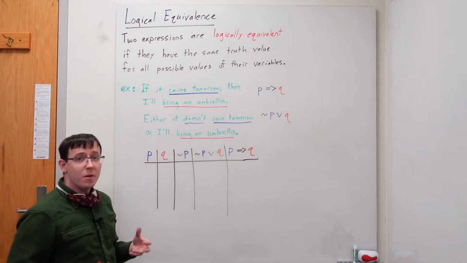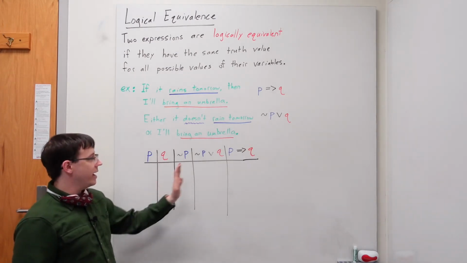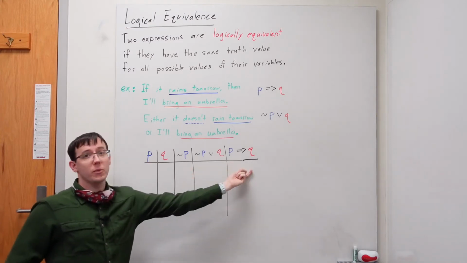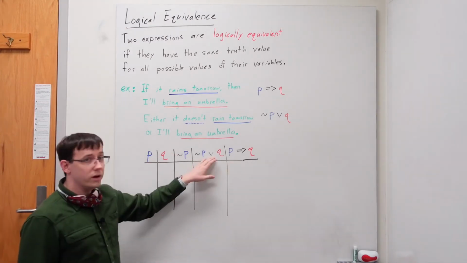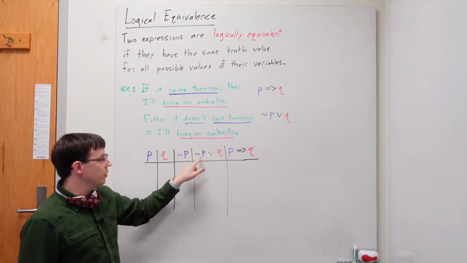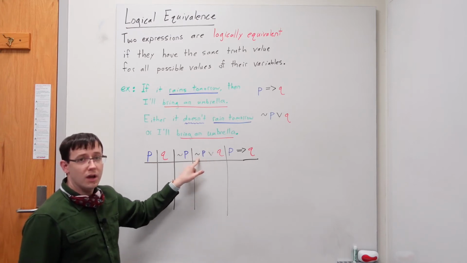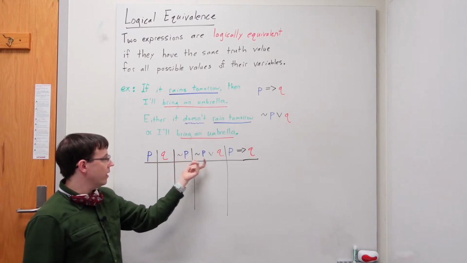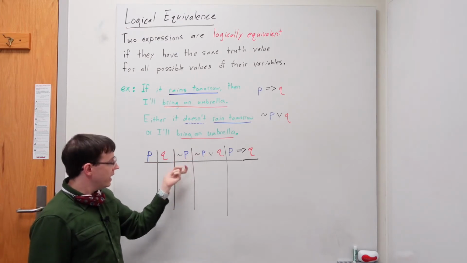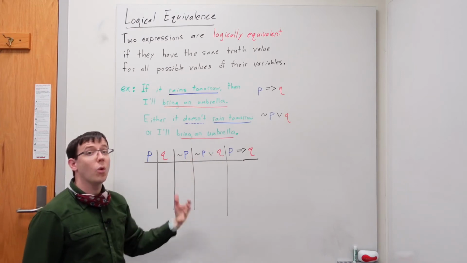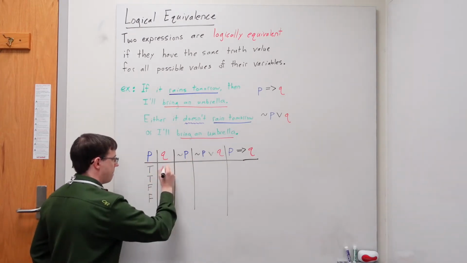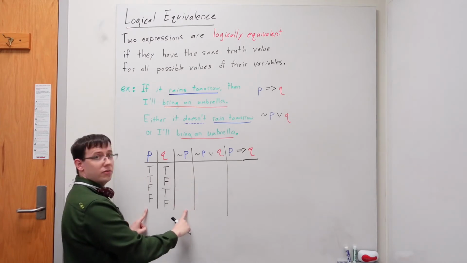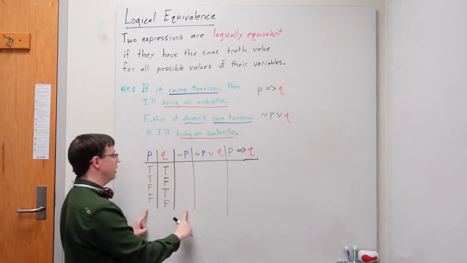Since I'm comparing multiple expressions, I've added columns in my truth table for each of the expressions that I'm going to be comparing. And since one of the expressions involves multiple logic operators, I've broken it down so that we can first figure out not P and then combine that into not P or Q. Not P should flip all of the truth values from the P column.